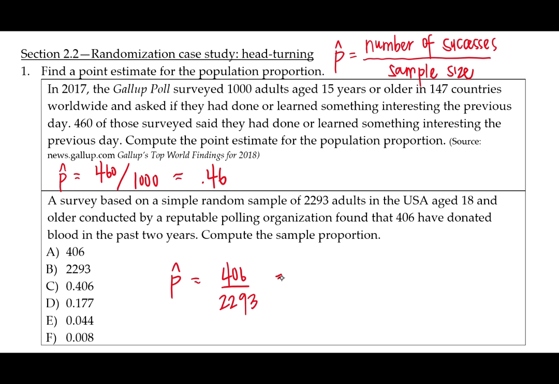And you can do that division in your calculator, any calculator, or in GeoGebra, but I'll let you do that on your own. 406 divided by 2,293 is 0.177. You'll get a few more decimal places in your calculator or in GeoGebra, but rounded to 3 decimal places our answer is here. The sample proportion is 0.177.